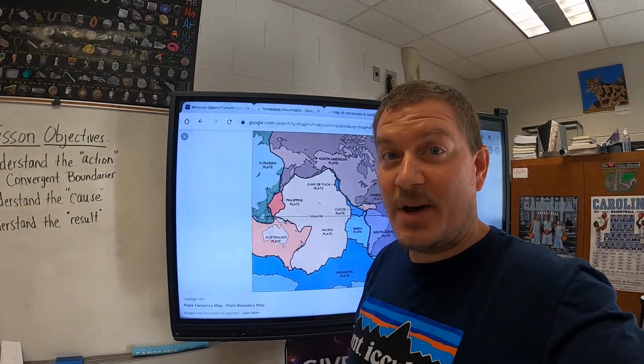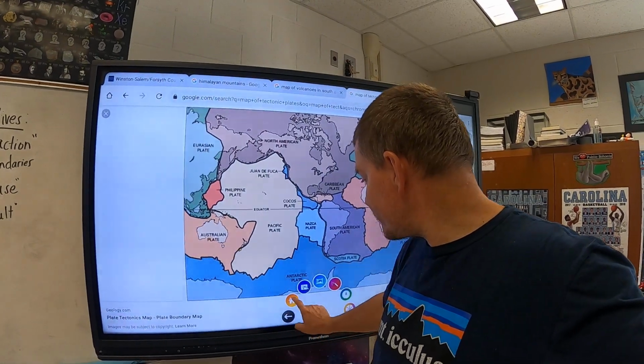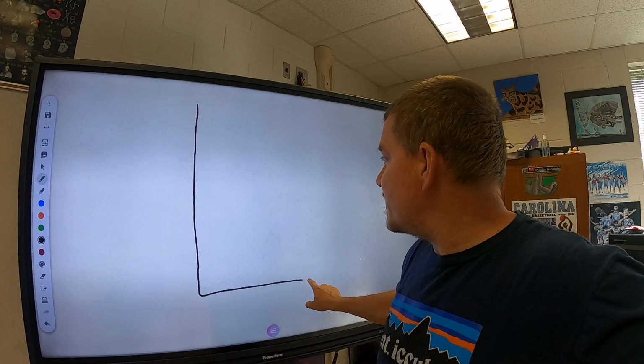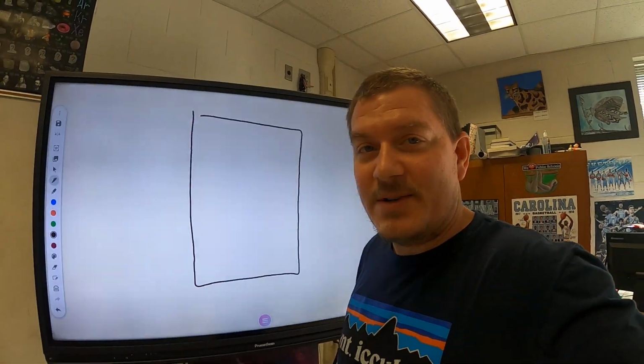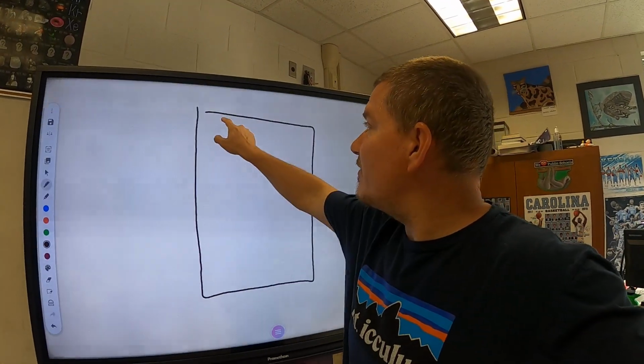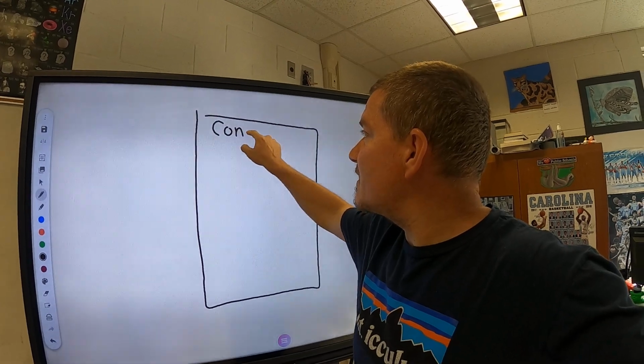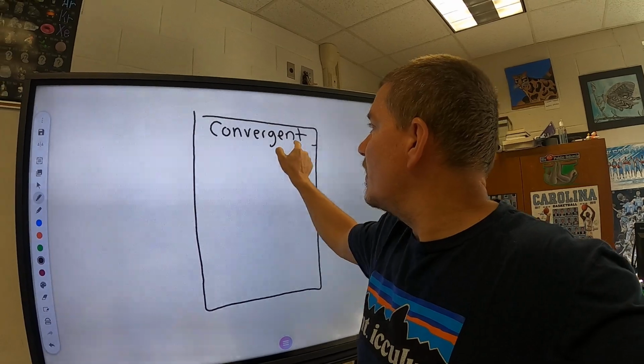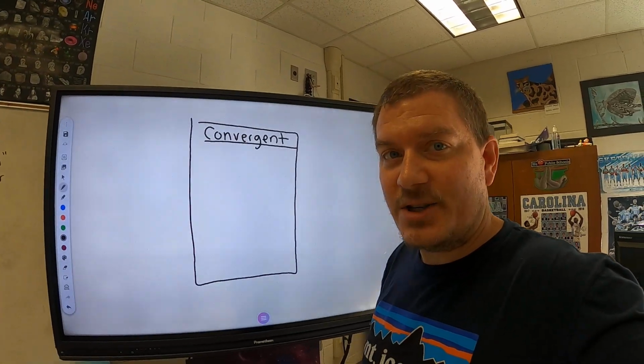So we're going to take notes in our science notebook today. I'm going to go ahead and help you get that set up. So if you turn to your next page that you have available, your paper is going to look something like this. Trying to model it for you. We're going to put a title at the top of the paper. We're going to name this Convergent.